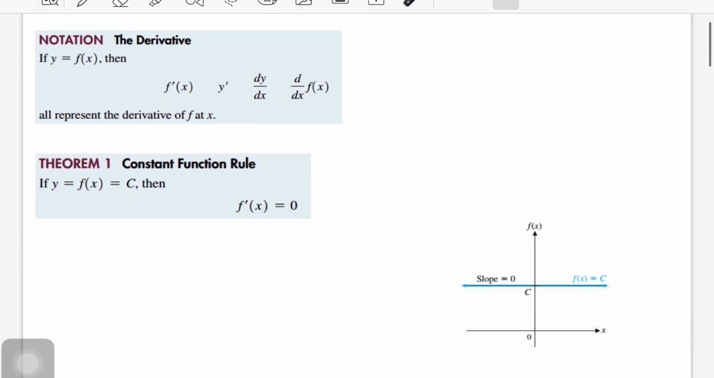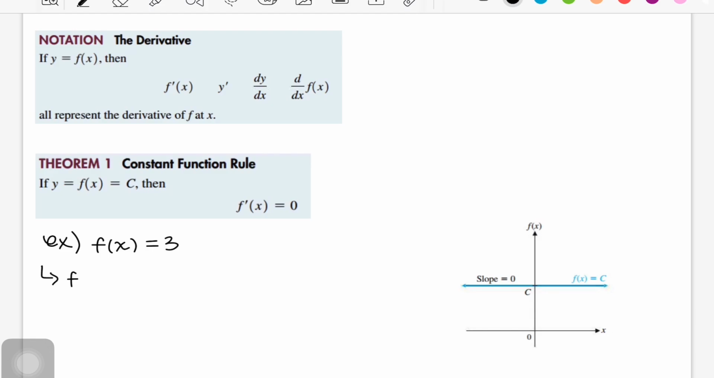So the first thing we're going to look at is the constant function rule. So if y is some function of x and it's just a constant function, then our derivative is going to be equal to 0. And we'll look at an example of this. So if we had a function f of x is equal to 3, that is a constant function.